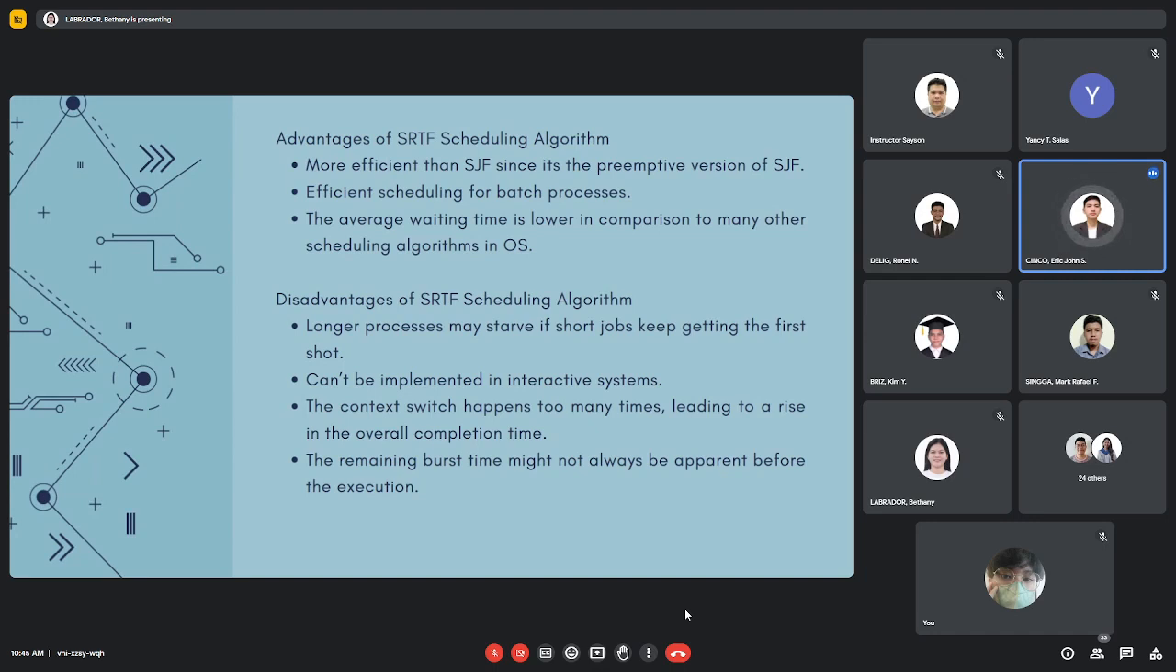And next, it can't be implemented in interactive systems. SRTF is not suitable for interactive systems because the process with the shortest remaining burst time is given priority, which might result in longer processes being blocked, leading to slower response time. And next, context switches happen too many times, leading to a rise in the overall completion time. There are many context switches, or many preemptions, that happen because the burst time of each process is considered. And lastly, the remaining burst time might not always be apparent before the execution.